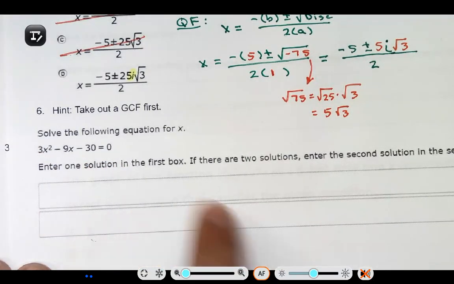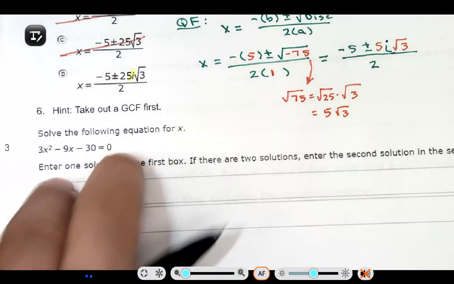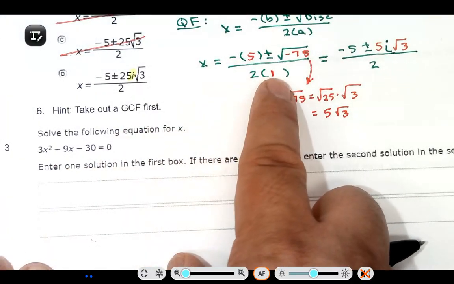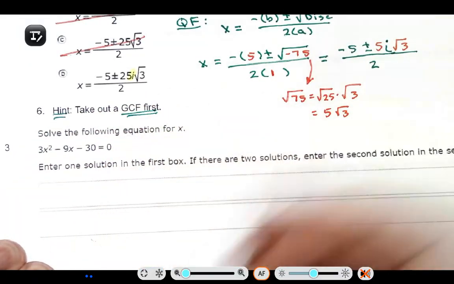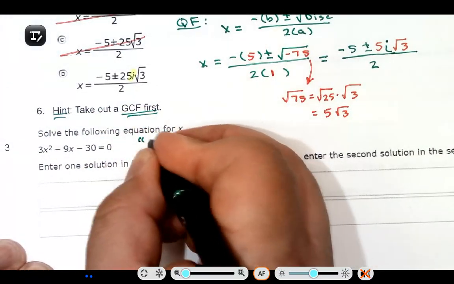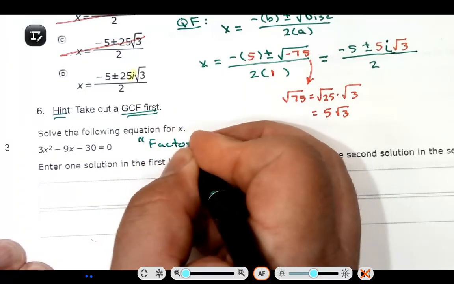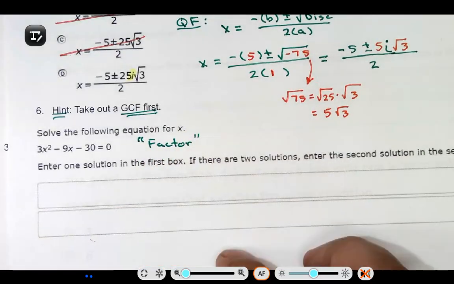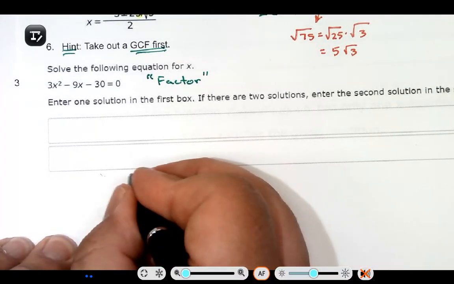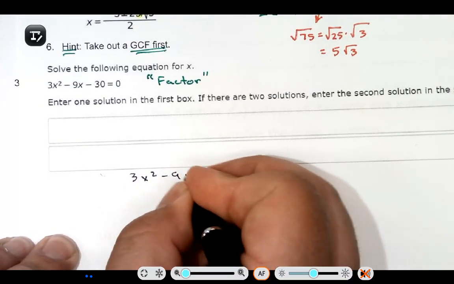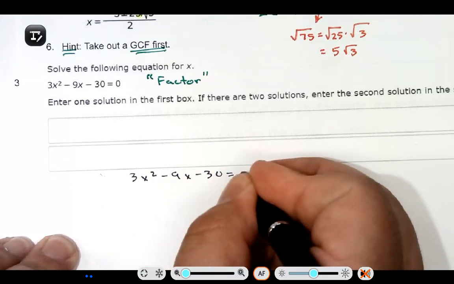Now, I have no idea how they want me to attack it. I could do quadratic formula because I could do that for everything. But look at the hint. We should always be checking for factoring. That's what I'm going to do here. I'm going to factor. And they said, well, figure out the GCF first. All right, well, look. Let me write this equation down again. 3x squared minus 9x minus 30 is equal to 0.